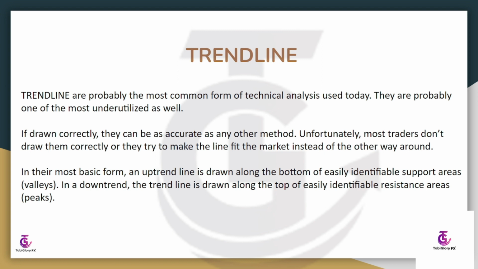Unfortunately, most traders don't draw them correctly, or they try to make the line fit the market instead of the other way. In their most basic form, an uptrend line is drawn along the bottom of easily identifiable support areas. In a downtrend, the trend line is drawn along the top of the easily identifiable resistance areas.